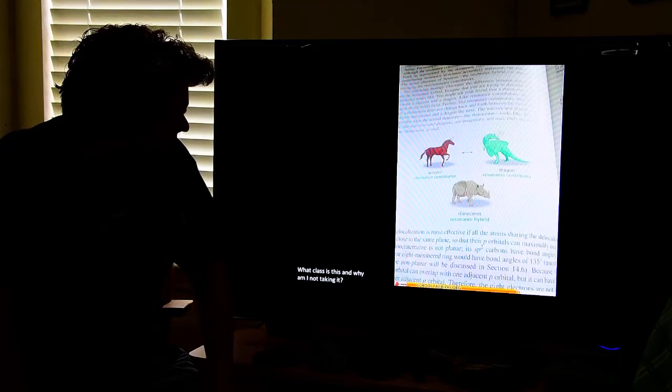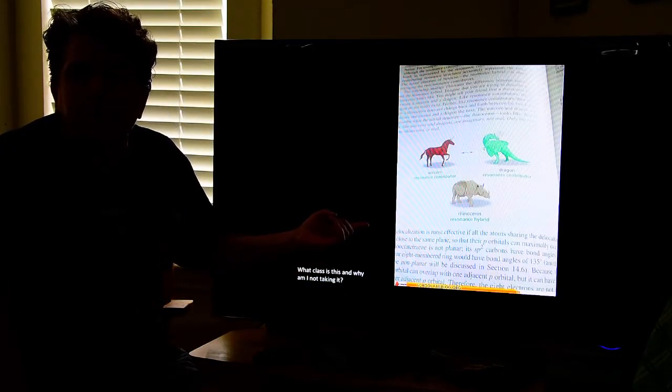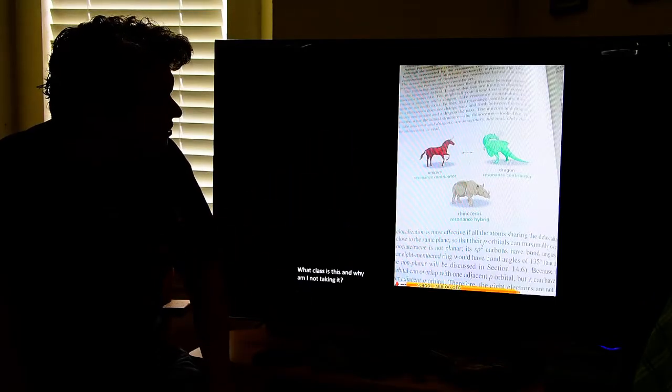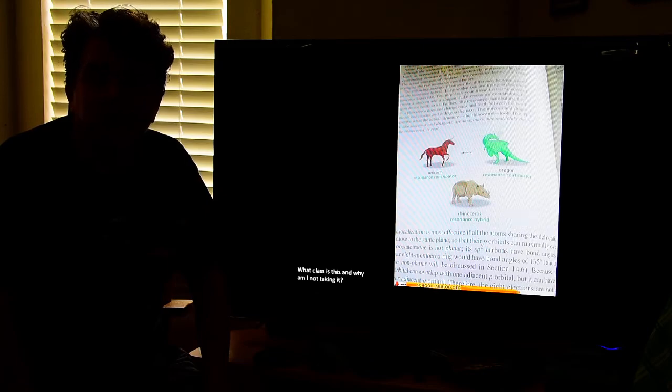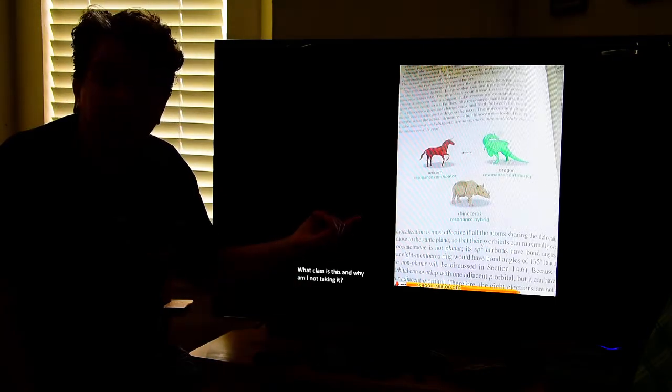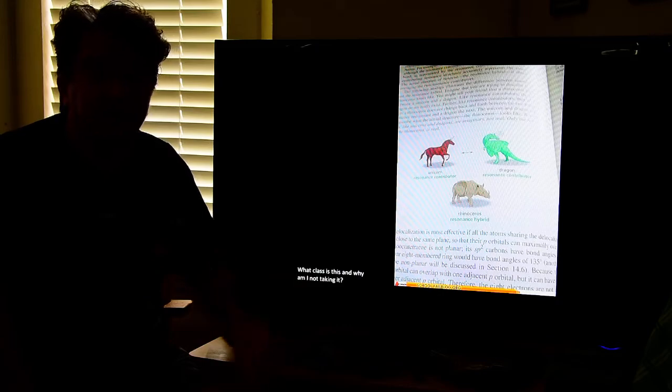So, I don't know, I just put this in here because it looks like a chemistry class, and I don't remember my chemistry classes having unicorns and dragons and rhinoceroses. But anyway, I don't know. I need to take that class.